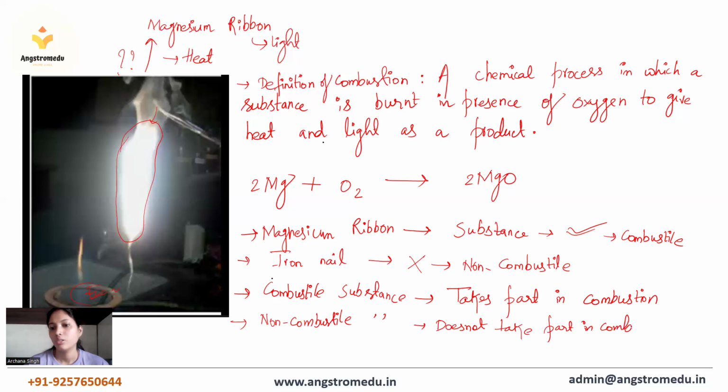Okay. So what did we learn? We learned about combustion. What is combustion? Then we learned what a combustible substance is, and then what a non-combustible substance is. Now I have a very nice activity for all of you. You have to randomly collect 4 to 5 materials around you. Suppose you can have a hair clip, a paper, a pencil, a stone, anything. You can collect 5 to 6.